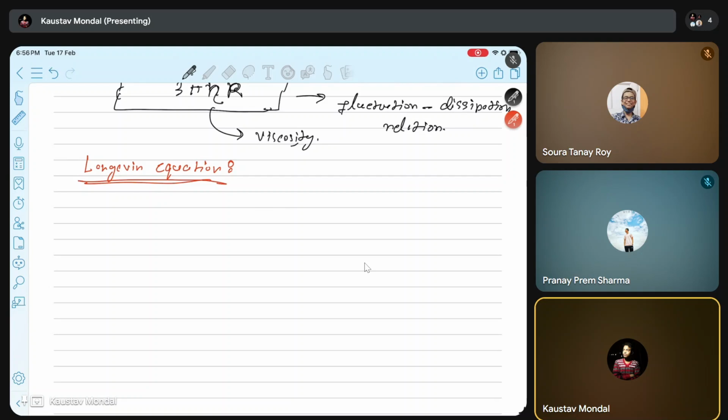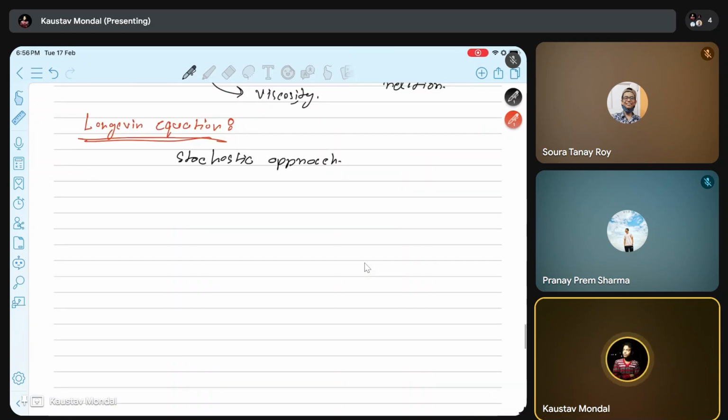Because of that, he uses an approach that is known as the stochastic approach, where if you consider a single Brownian particle, it faces two kinds of motion. Let's suppose, F total.